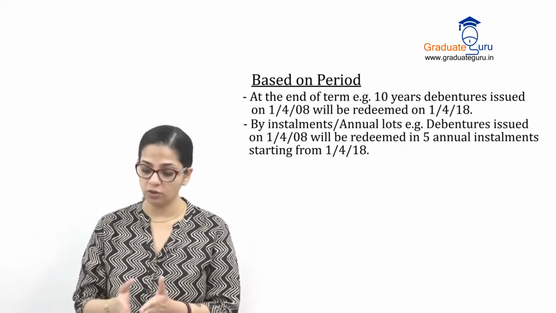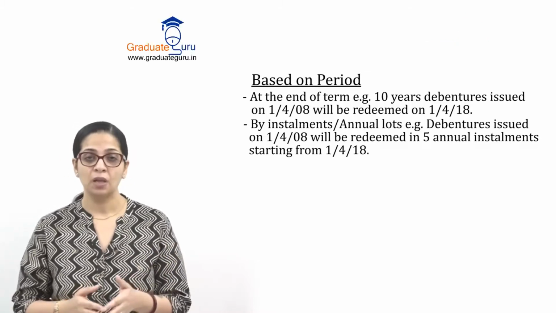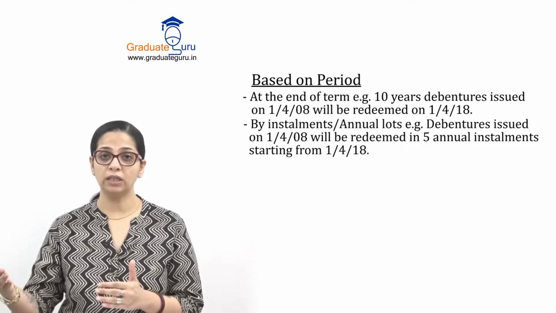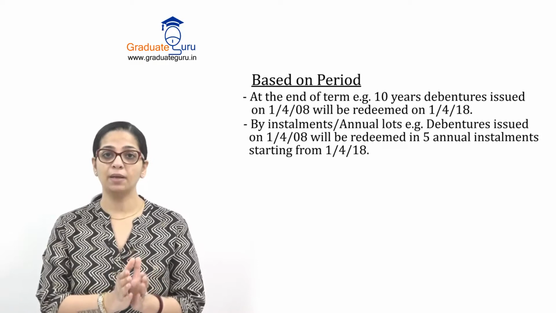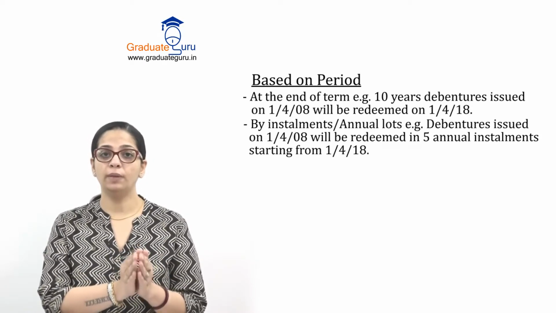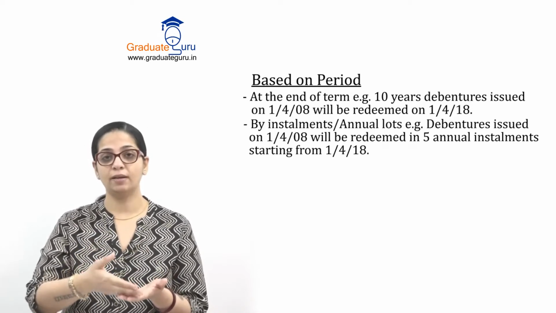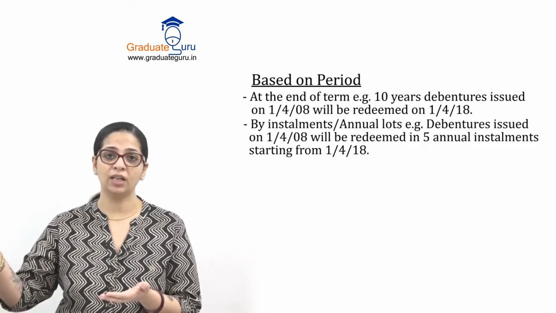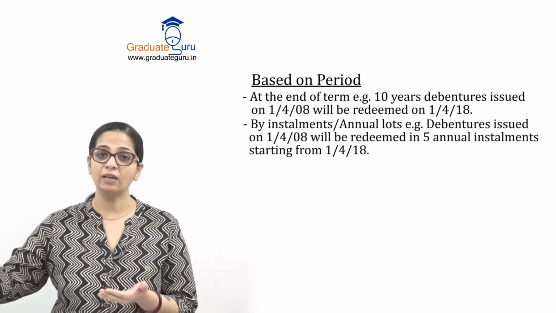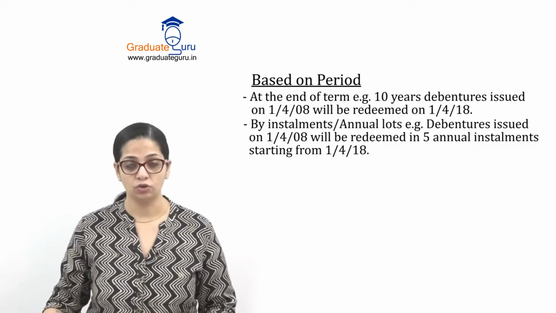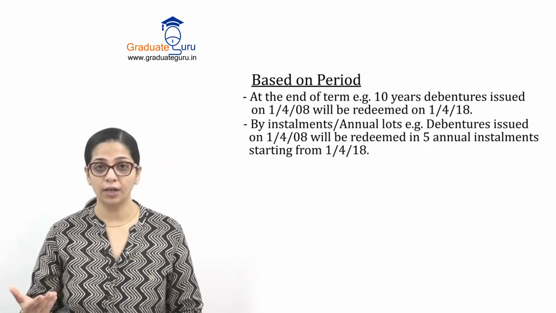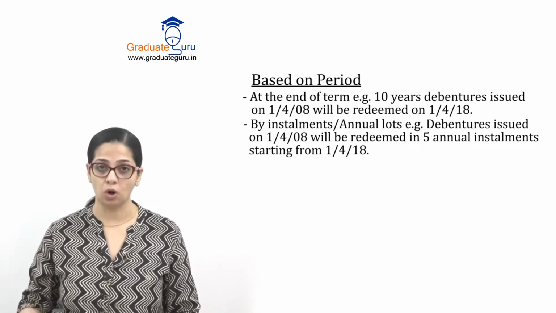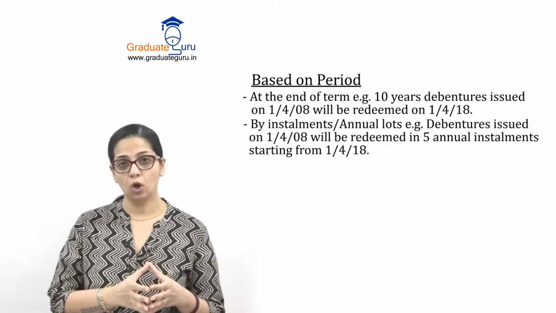So say I have issued the debentures say on 1st April 2008 and I start redeeming them from say after 5 years. So 2013 से redemption शुरू होगा. So 50 lakhs के अगर debentures हैं तो first lot will be probably redeemed. 10 lakhs के debentures पहले redeem होंगे in the first year, that is 2013. Then 2014 another 10 lakhs, 2015 another 10 lakhs, and that is how over a period of 5 years I will completely redeem the debentures. Okay, so that is based on the period of redemption, either at the end of the term or by annual lots, or also known as by installments. Okay, so that was the first category of redemption.